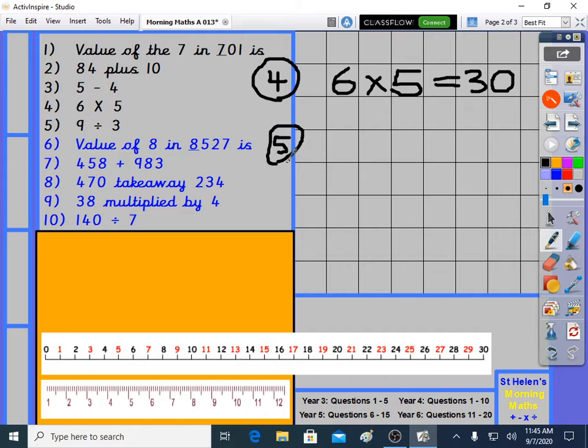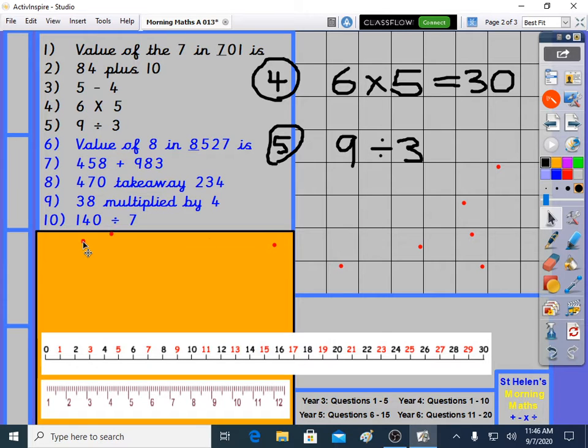Question 5. 9 divided by 3. I'll share out 9 between 3. So I'll get 9 of something. 1, 2, 3, or they're small today. 4, 5, 6, 7, 8, 9. I'm going to share them into 3 groups. One group can go here.